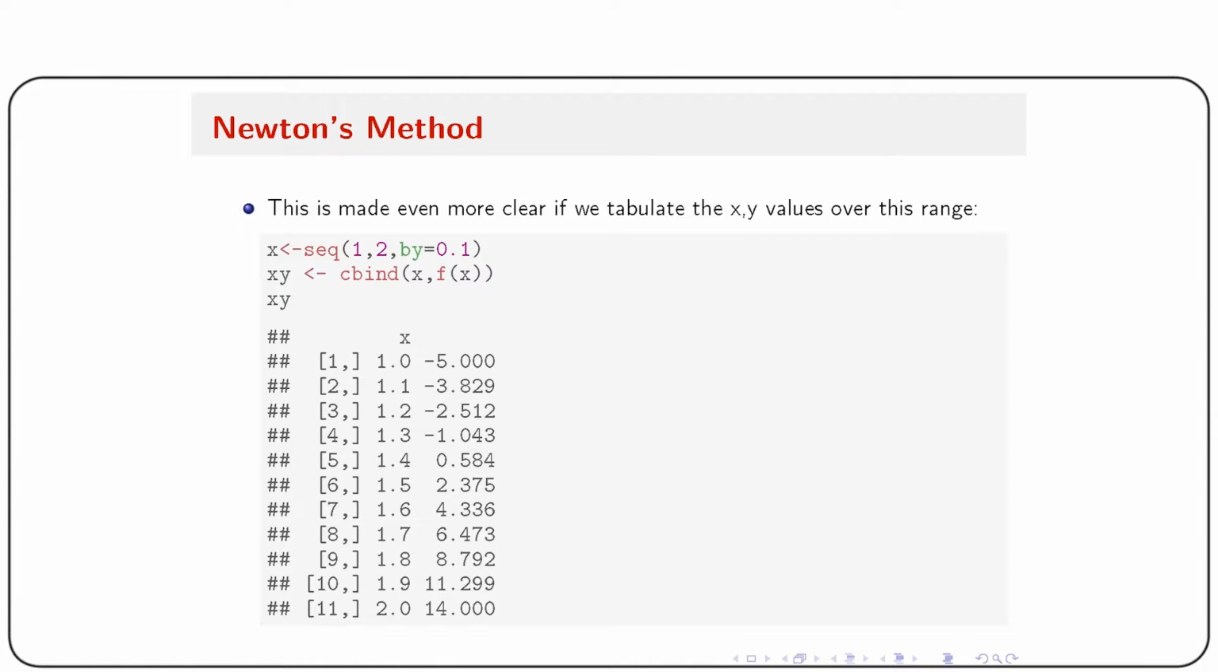This is made even more clear if we tabulate x and y values over this range. So x equals sequence 1 to 2 by 0.1, we get the sequence incremented by 0.1, and then xy equals cbind of x and f(x), and print xy, then you will get these values. It is clear that the zero is somewhere between 1.3 and 1.4, because for 1.3 it is negative and for 1.4 it is positive. So the zero of the function must lie between 1.3 and 1.4.